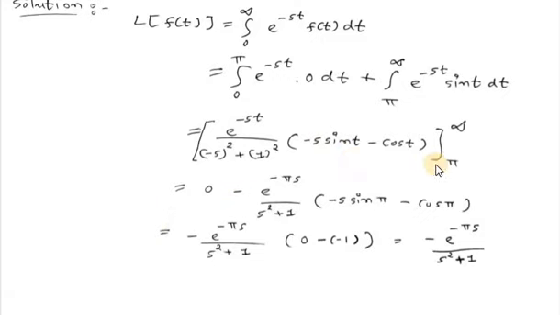Then after the minus sign, now for lower limit pi, replace t by pi, so it will become e raised to minus pi s upon s squared plus 1, and into bracket minus s, replacing t by pi, so it will become sin pi, minus cos pi. The value of sin pi is 0, so this term will become 0, and the value of cos pi is minus 1, and this one term as it is. So minus minus plus, and if you multiply 1 by this term, you will get this term. So the final answer is minus e raised to minus pi s over s squared plus 1.